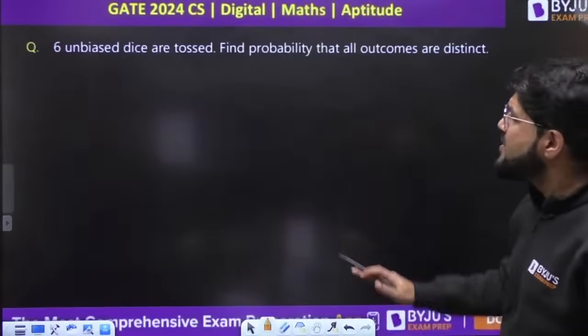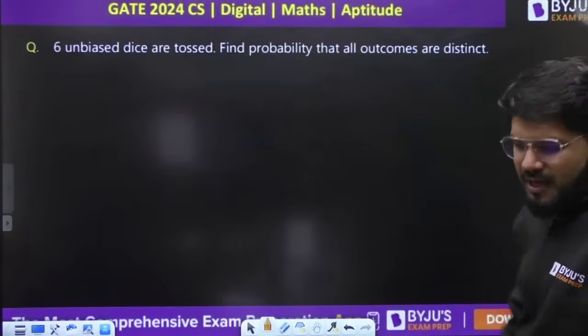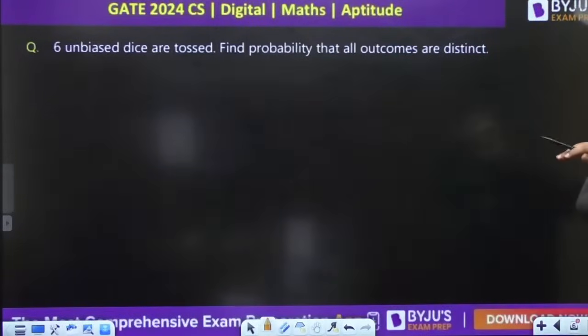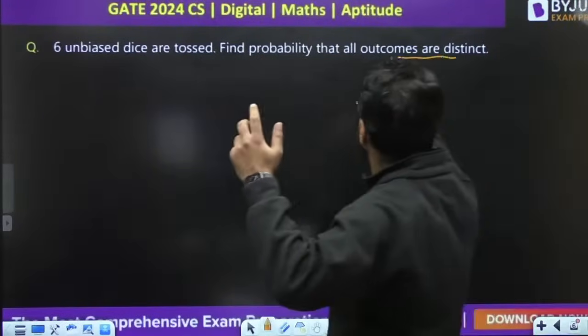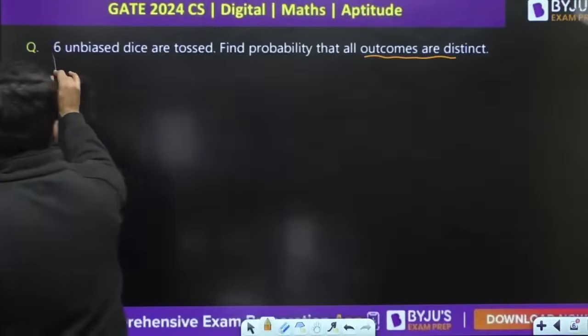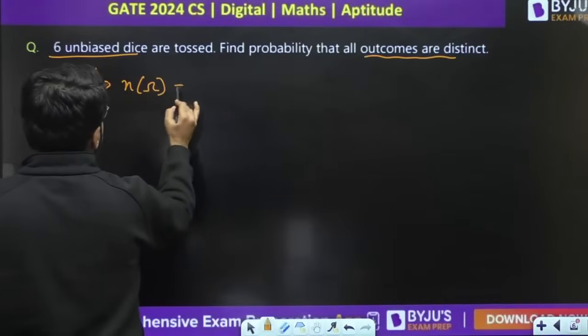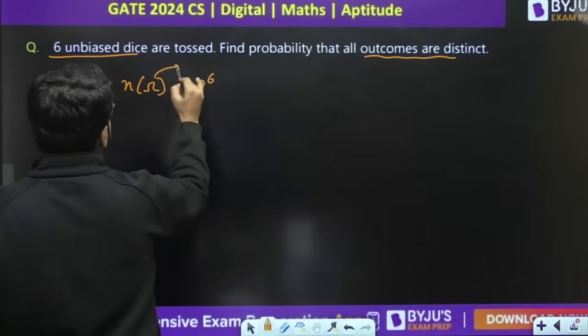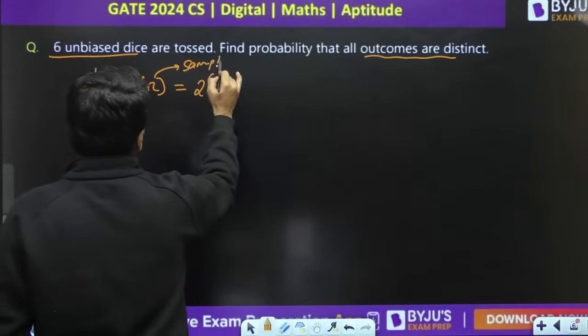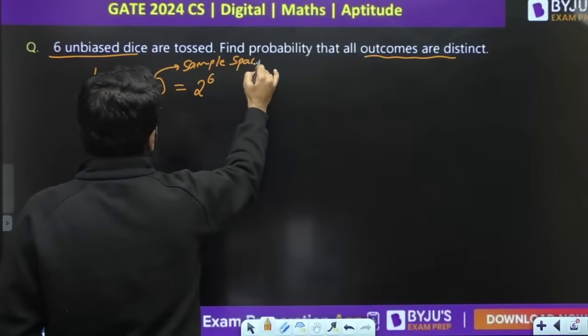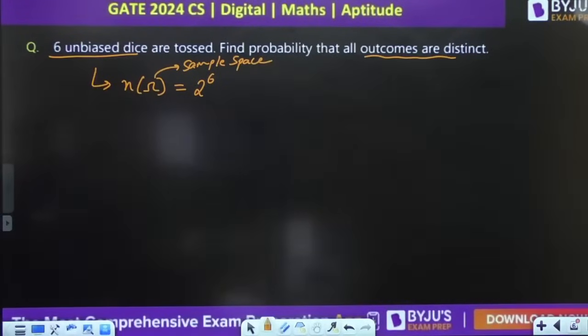6 unbiased dice are tossed. What is the probability that all outcomes are distinct? In the case of 6 dice, what is the size of the sample space? This is my sample space definition as always. For n dice, the sample space is 6 power n. For 6 dice, it is 6 power 6.